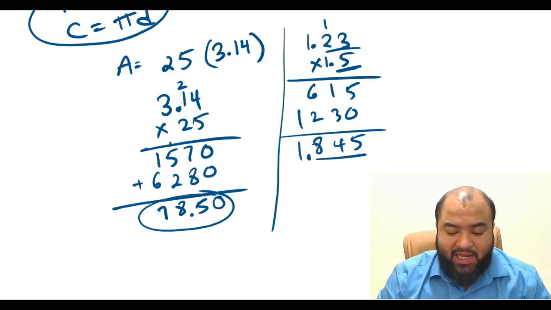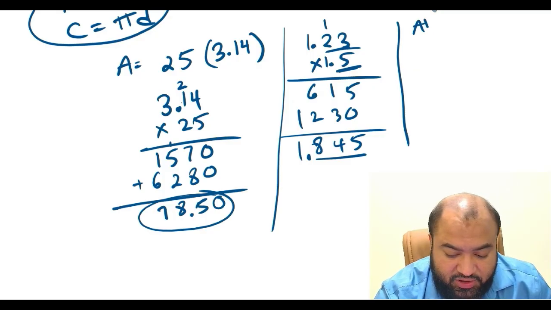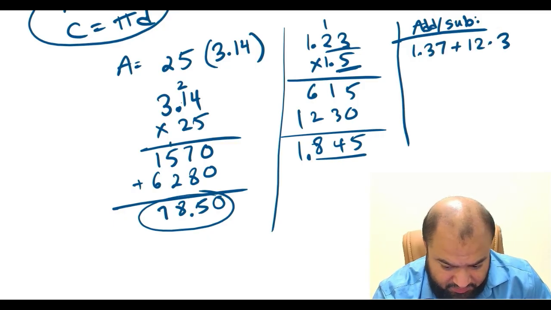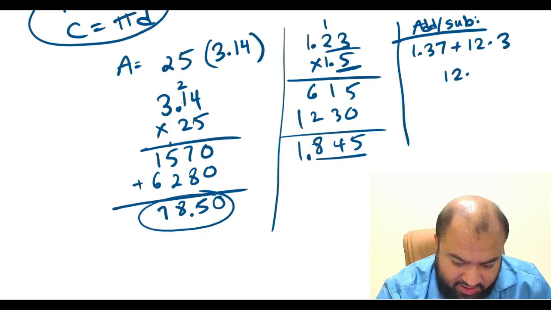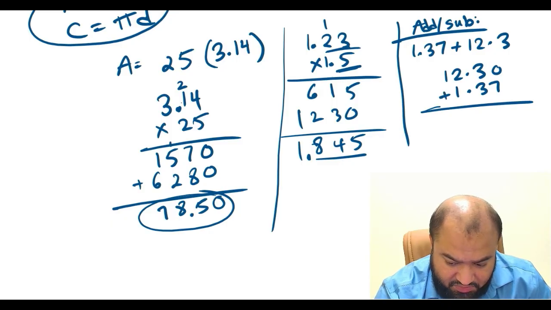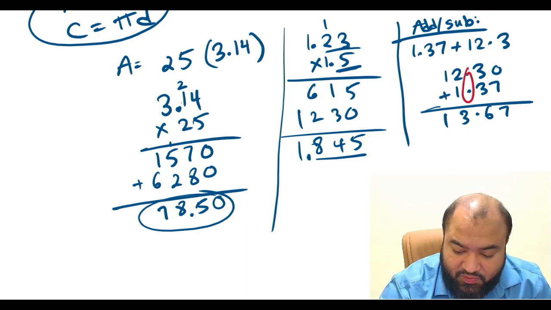How do we add and subtract? Adding and subtraction is pretty easy. We're just going to align the decimal point. For example, if I say 1.37 plus 12.3, you just have to align them. I'm going to write 12.3 first, bigger. Then 1.37, filling out the rest with 0. Just align the decimals for adding and subtraction.